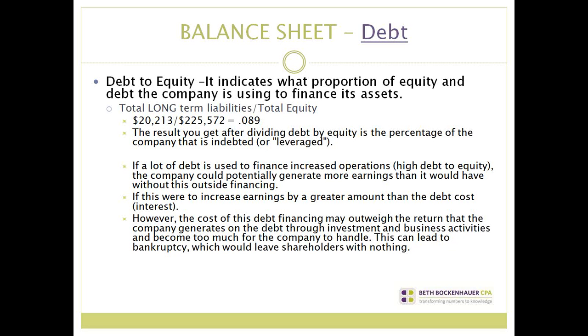The result of dividing this debt to equity reveals the percentage of the company that is leveraged or indebted. So only 8% of my assets are owned by someone else. Now, the bank's threshold of acceptance is 30%, meaning if you have a debt to equity of 30%, then 30% of your company or your assets are leveraged. Now, 40 to 50% means the company is in trouble.